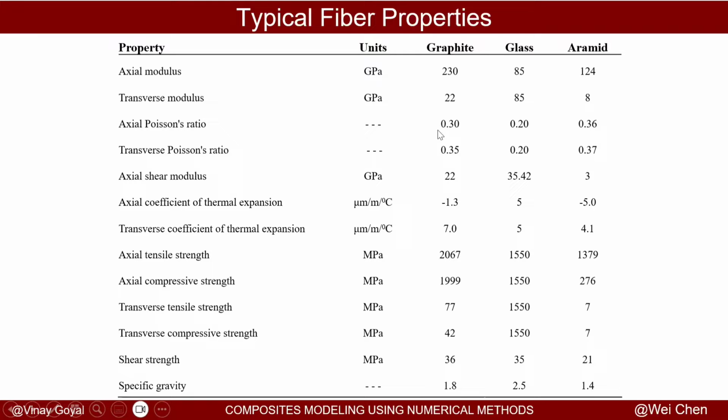of graphite materials will be in the 0.3 range, but most typically you'll be somewhere between 0.2 and 0.35 for most materials. You will also be given the transverse Poisson ratio. Typically, the axial and the transverse will be similar to each other. The specs typically provide the axial shear modulus, the coefficient of thermal expansion, and so forth, including specific gravity.